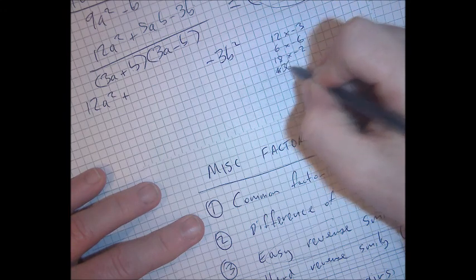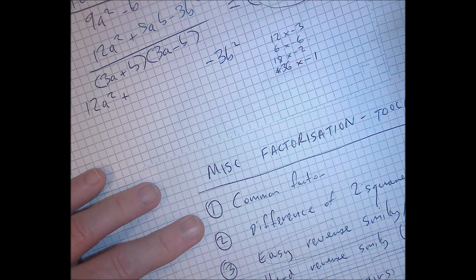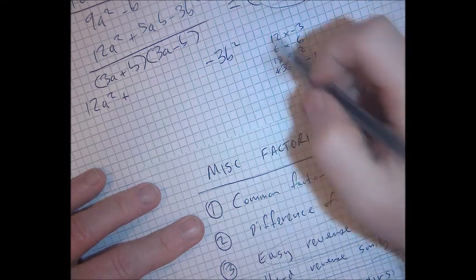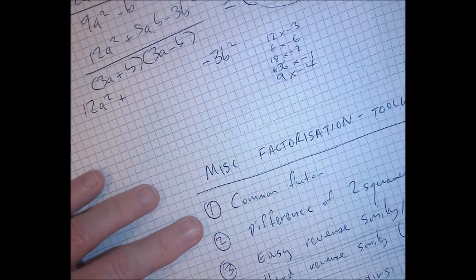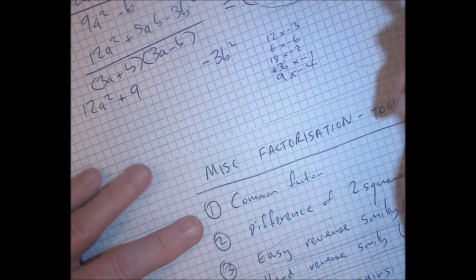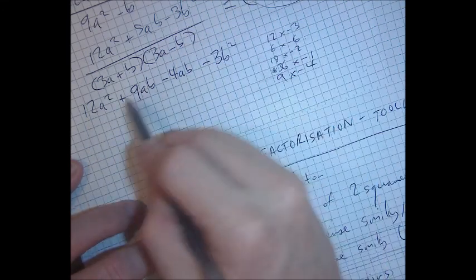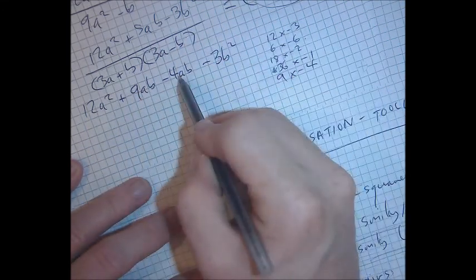Could have come from 36 and negative 1. Must be missing something. Oh, there we go, 9 and negative 4. There we are. Right, and that's perfect because 9AB and minus 4AB, that times that is the same as that times that, which is sweet. And 9 take away 4 is certainly 5. So we're good to go.